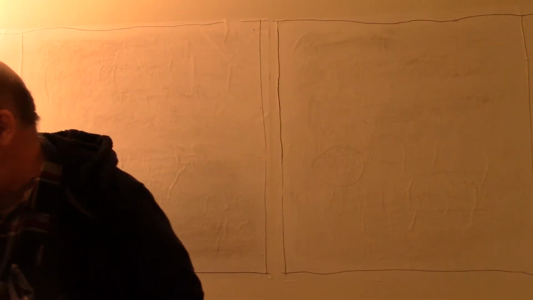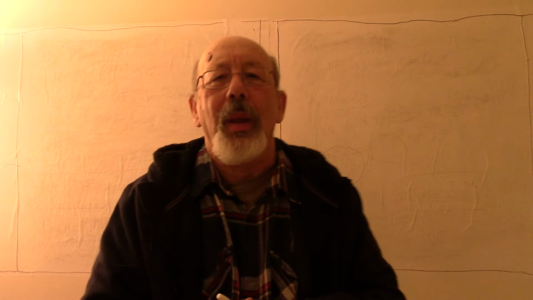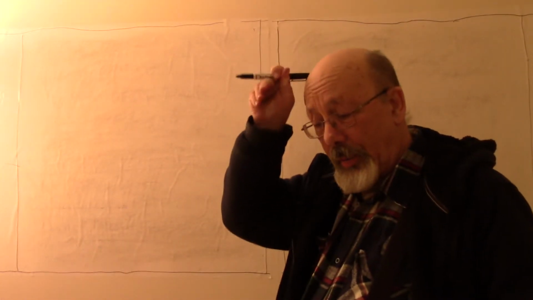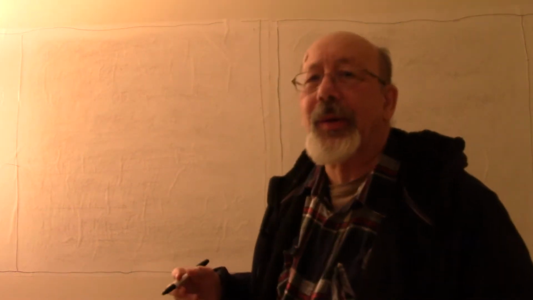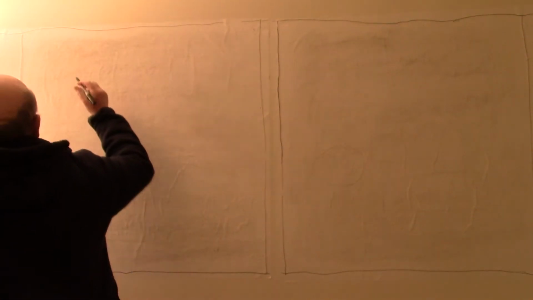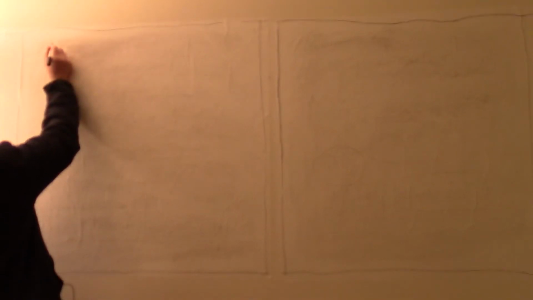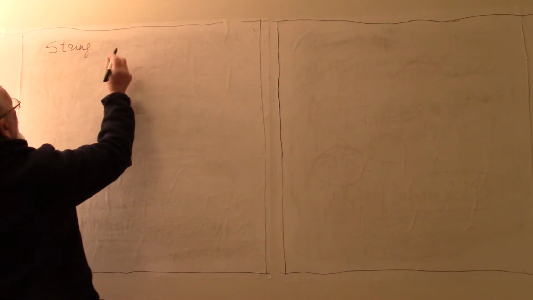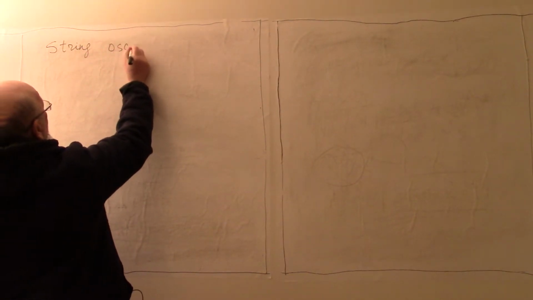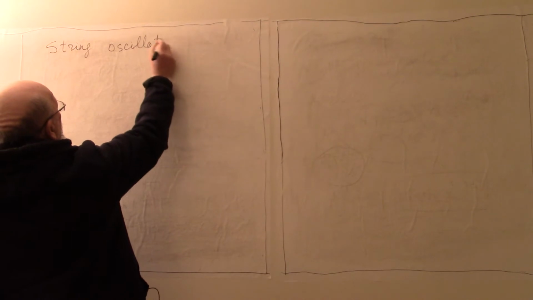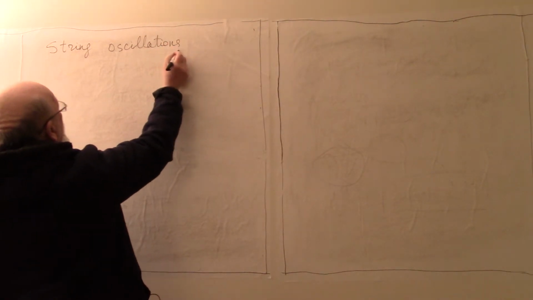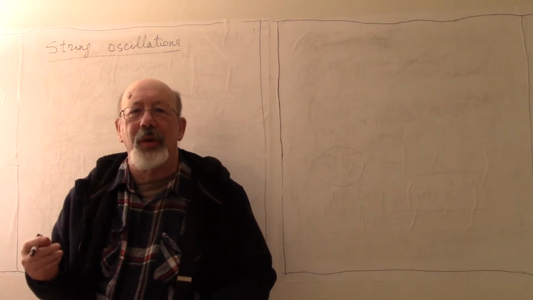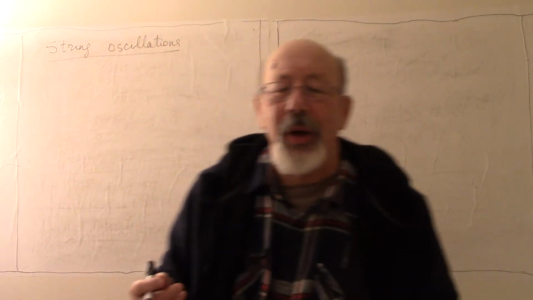Okay, let's continue. Now we are approaching what is proper mathematical physics. Namely, I start to consider the string oscillations. A string is what we see in a guitar or in a piano.